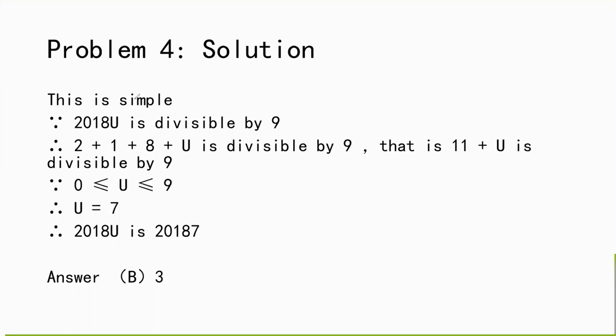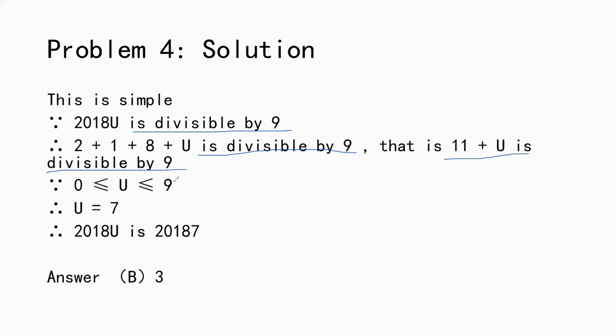And that is also a simple problem. The solution is, as we know, a number is divisible by 9 if and only if the sum of its digits is divisible by 9. So since 2018U, this 5-digit number, is divisible by 9, therefore 2 plus 0 plus 1 plus 8 plus U is also divisible by 9. The number 0 obviously doesn't contribute to this. That is, 11 plus U is divisible by 9.